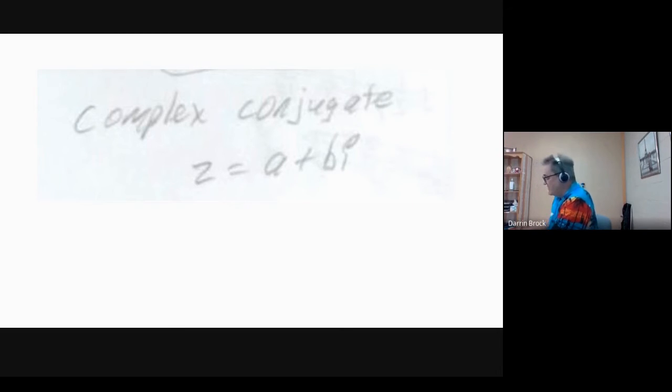And they'll cover this in the lesson. All this is in the lesson in more detail. I'm just giving you a taste of it. So if you have z equals a plus bi as a complex number, then the conjugate of that would be a minus bi.